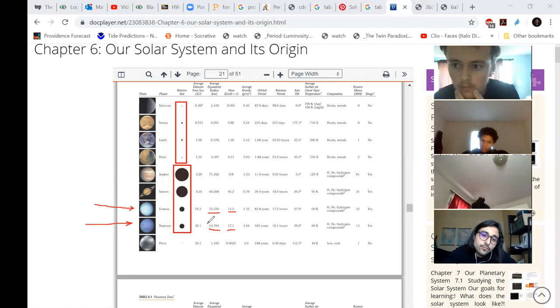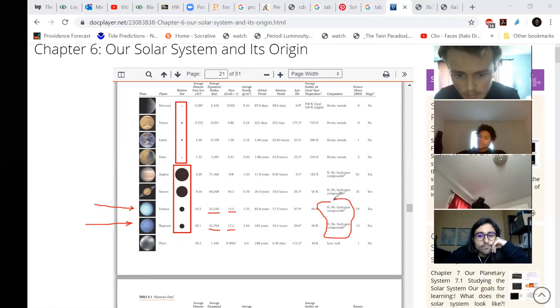And it's got something to do... Neptune more dense? Yes, Neptune is more dense, but why would Neptune be more dense? They're both made of the same composition. Hydrogen and helium gas and ices. Why would Neptune be denser than Uranus when it has the same chemical composition? That kind of goes against everything we just learned about.